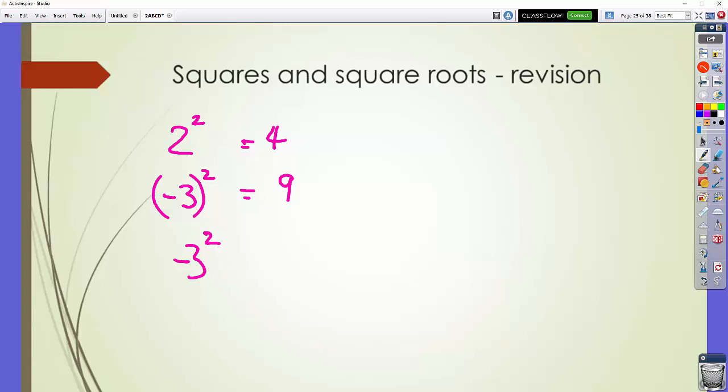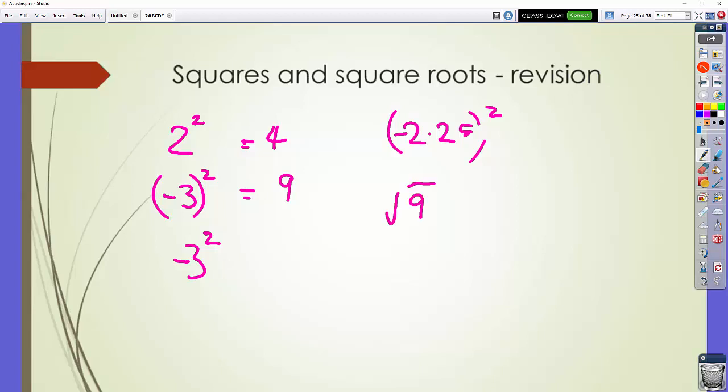Okay. What is negative 2.25 squared? What is it? 5.0625. So we can do it with negative numbers as well. That's what I wanted to point out.